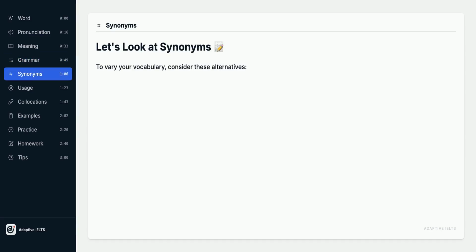To vary your vocabulary, consider these alternatives: fall down, verb; crumble, verb; break down, verb; fail, and breakdown, noun. For Task 1, you might also use plummet or drop dramatically when describing graphs.